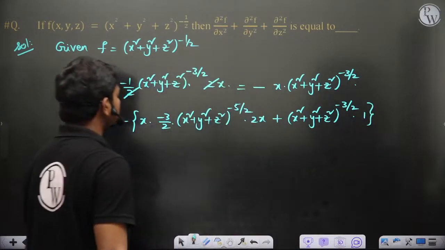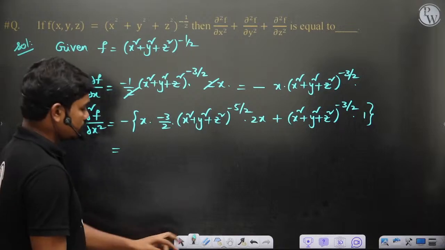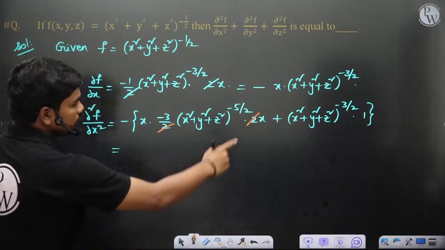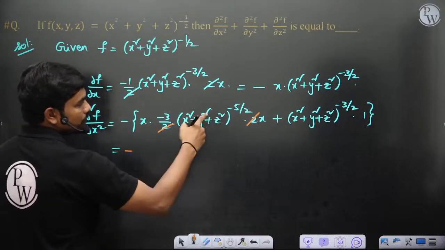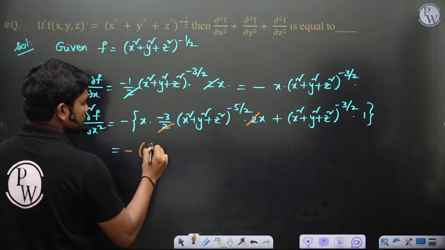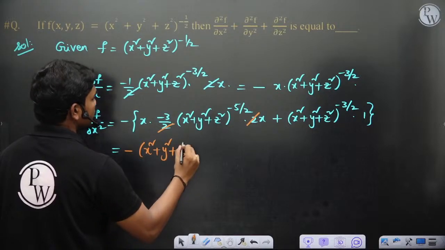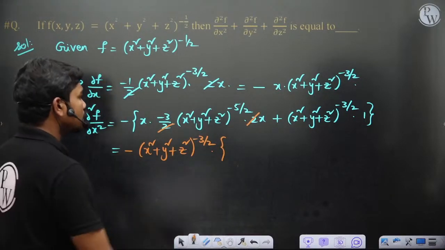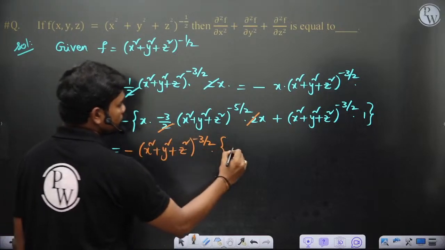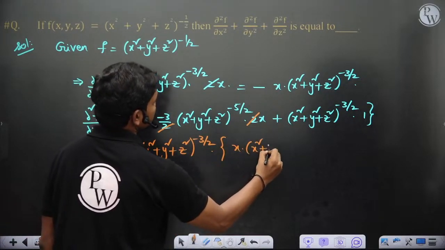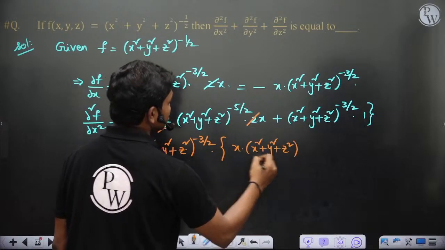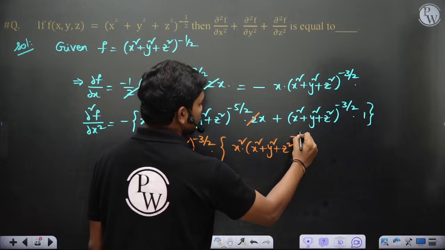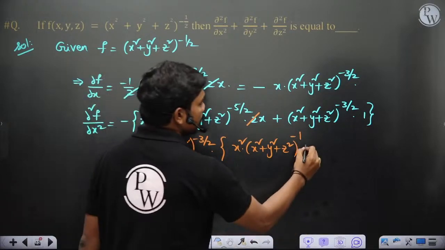So if you simplify this, you can observe something: 2 and 2 get cancelled, of course. Then, if you take the minus outside, from this term and this term, if you take (x square plus y square plus z square) whole power minus 3 by 2 out, then you would get minus 3 by 2, so x into (x square plus y square plus z square) whole power, and there is one more x, so total x square actually, whole power minus 1.